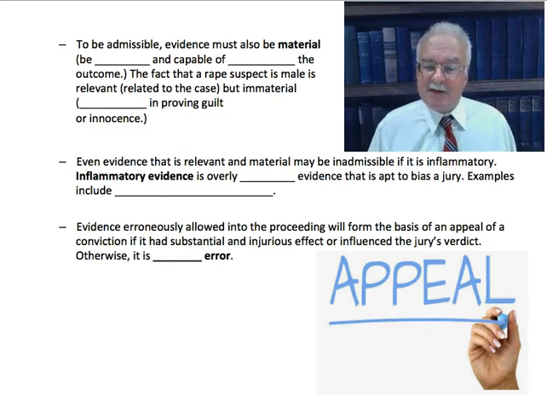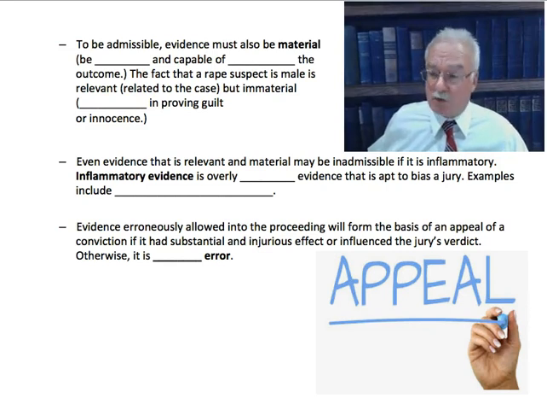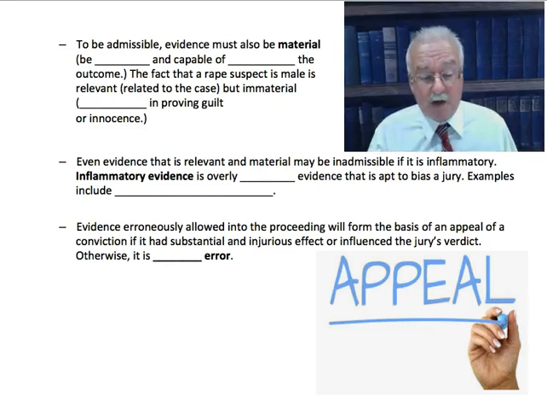Now, even evidence that is relevant and material may be inadmissible if it is inflammatory. Inflammatory evidence is overly emotional evidence that is apt to bias a jury. Examples might include pictures of a crime scene where the person was brutally murdered or injured.